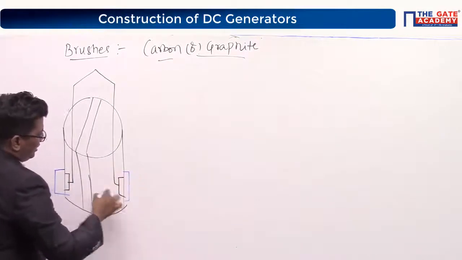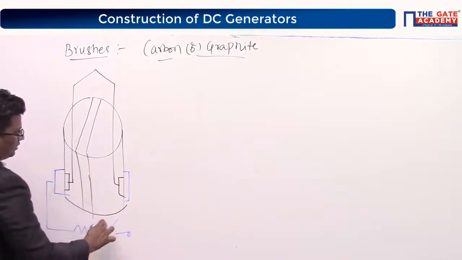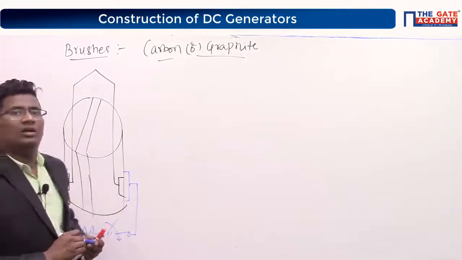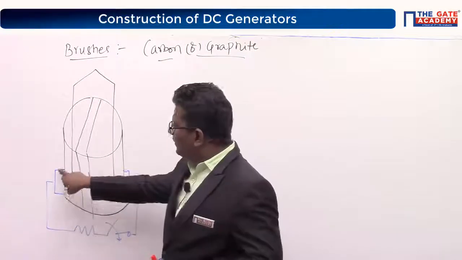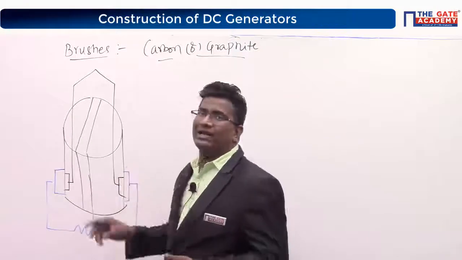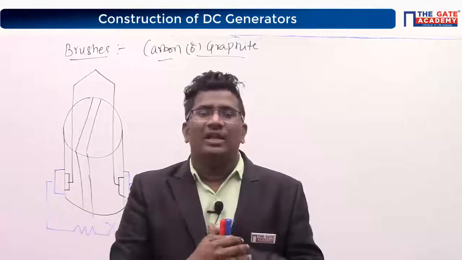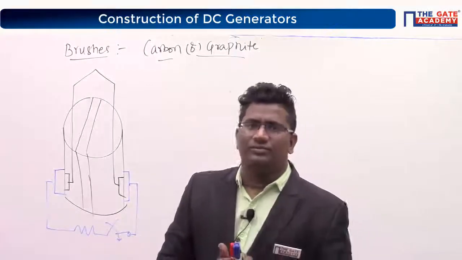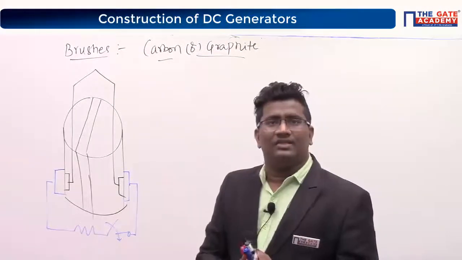Brushes. Tell me, is your commutator rotating or stationary? Commutator is rotating, right? Once the commutator is rotating, the brush contacts are metallic contacts and these are also metallic contacts. Tell me, two metallic contacts are connected together, one is rotating, another one is stationary. Then tell me, will friction be produced or not? Yes, friction will be there.